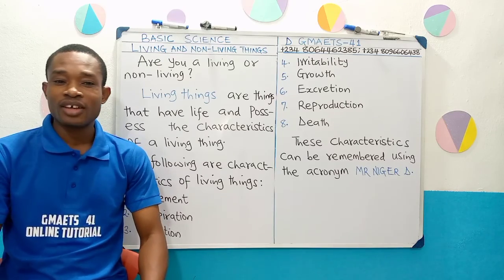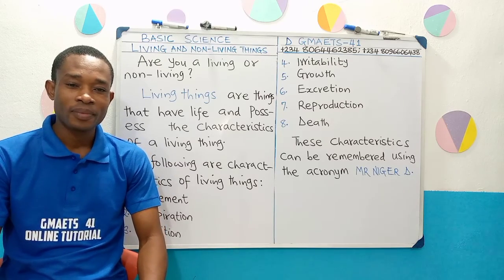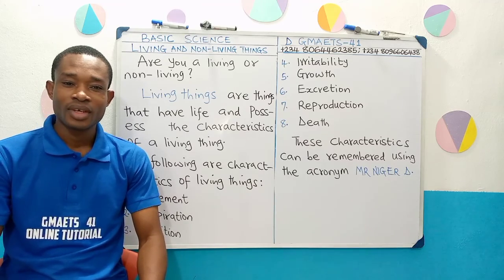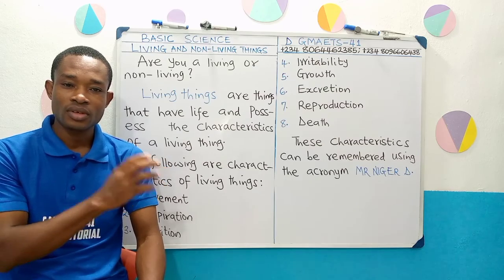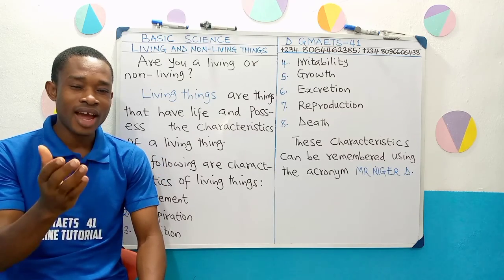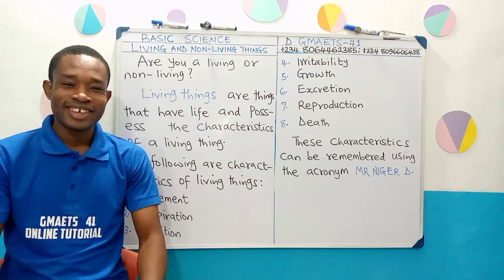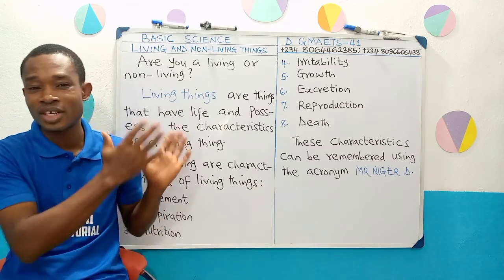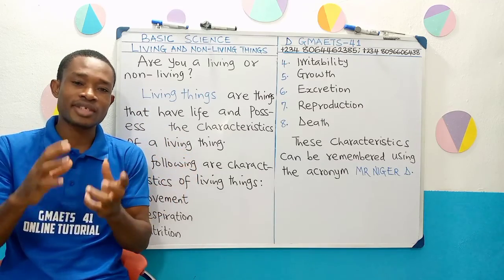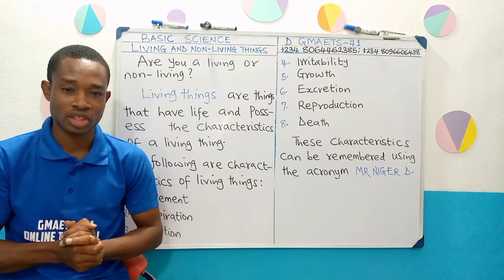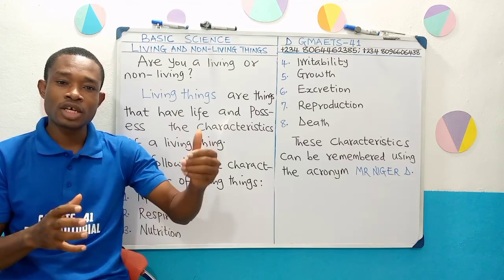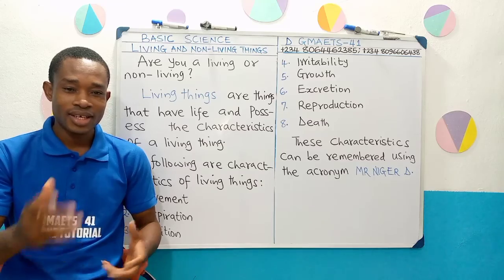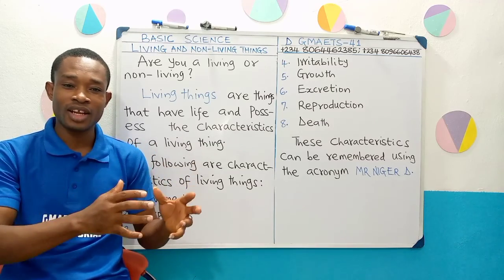Alright, so today I'll be teaching you the topic living things and non-living things. This part of science deals with life. In your senior secondary school, you will study this part of science under a subject that is called biology. Bio means life. Logy means study. So biology is the study of life.